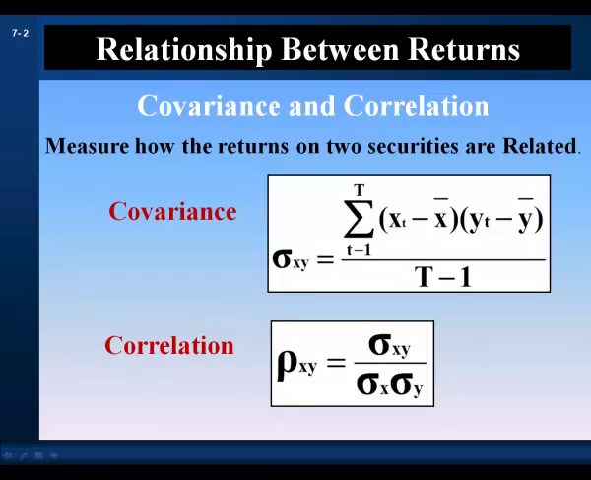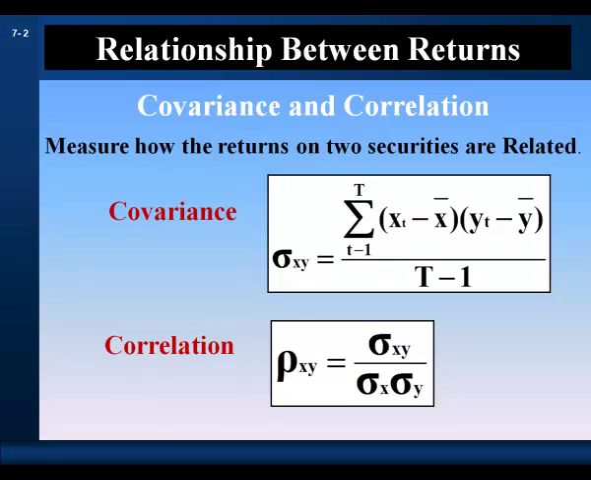Relationship between returns. Covariance and correlation measure how the returns on two securities are related. Covariance measures how the returns of two securities covary about their respective means. Do they move in unison about their means, and how perfectly or imperfectly? Or do they move in opposition about their means, and how perfectly or imperfectly?